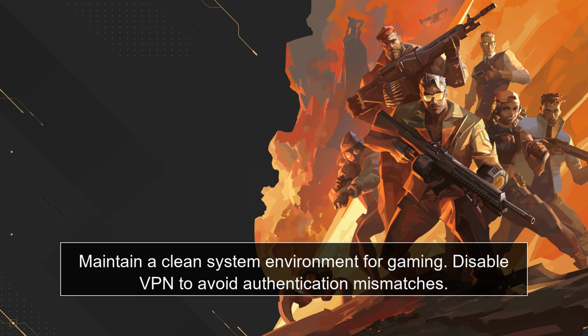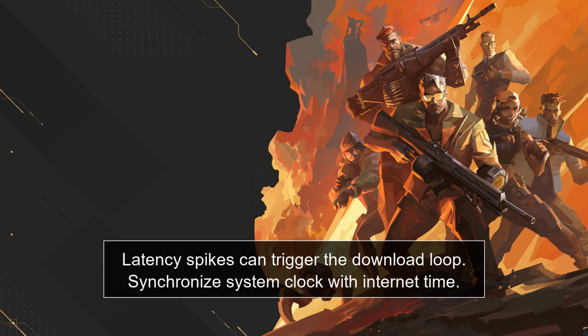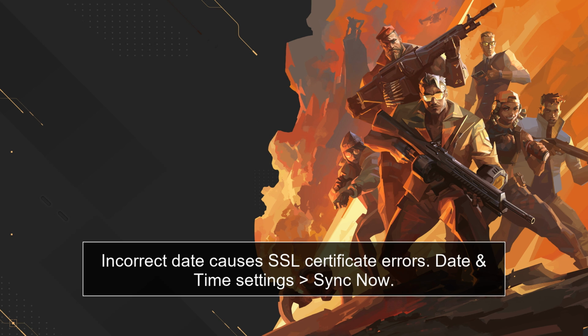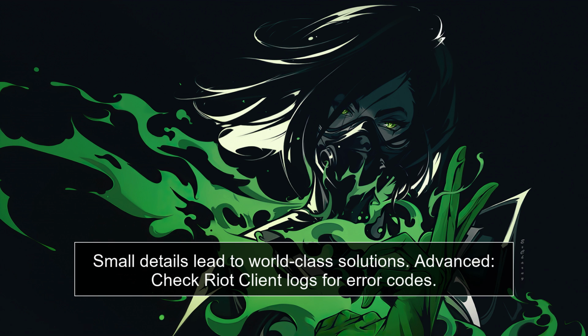If you are using a VPN, try disabling it as it can cause authentication mismatches. Regional locks or latency spikes during the handshake can trigger the preparing download loop. Ensure your system clock is synchronized with the internet time. An incorrect system date can cause SSL certificate errors with the Riot servers. Go to Date and Time settings and click Sync now to be certain. These small details are what we at Teknobalta focus on to provide world-class solutions.